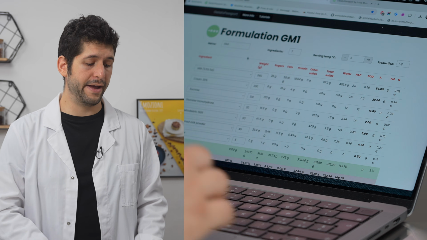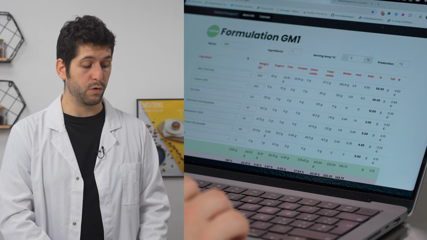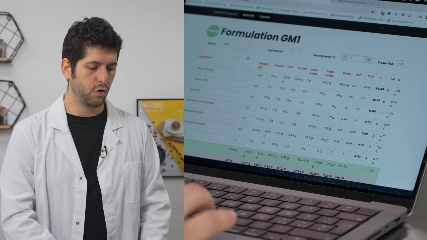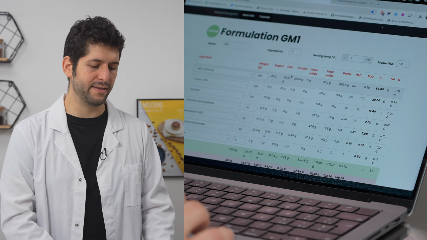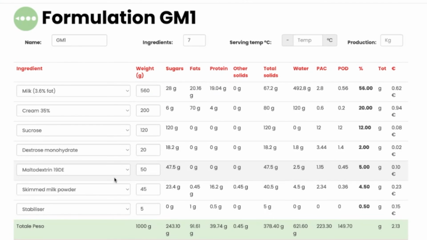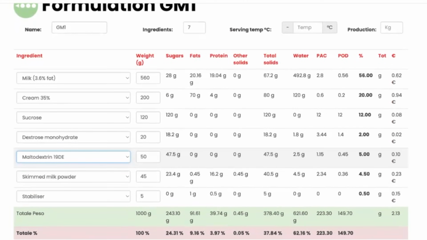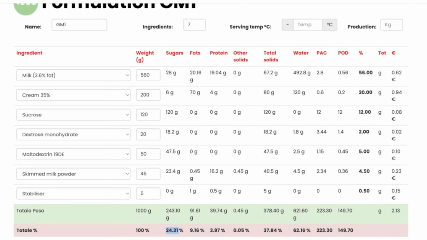Okay, let's have a look at the recipe that we will use to test the different types of glucose syrups and maltodextrin. So here we have our usual standard recipe with milk, cream, sucrose, dextrose, maltodextrin or glucose syrups, depending on what we are testing, skim milk powder and a standard stabilizer for gelato. In terms of parameters, we always have around 9% of total fat and a little bit less than 25% of formulation sugars, which include the lactose, of course.